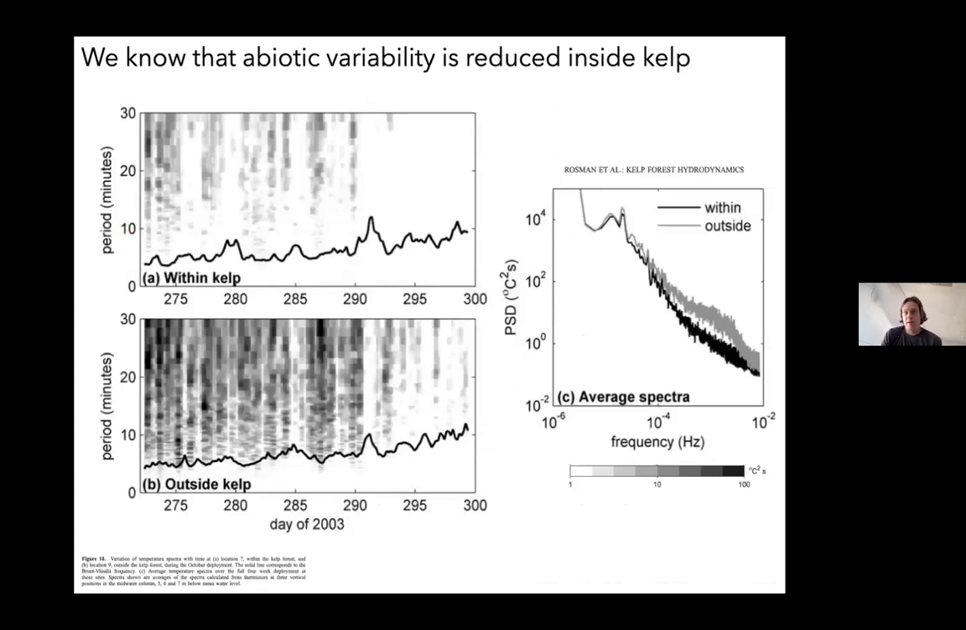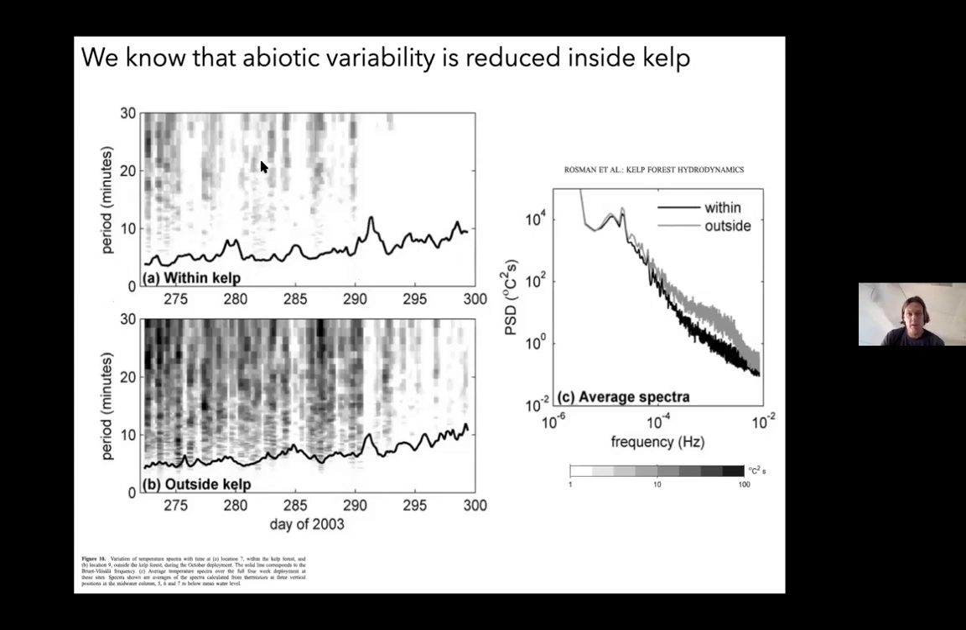Similarly, we know that other measures of abiotic variability are reduced within the kelp. These are observations of temperature within the kelp in the top panel compared to outside the kelp in the bottom panel. The banding that you see through here represents the result of spectral analysis, reported here in a period of minutes. And the solid line corresponds to a limit of variation that we would expect based upon stratification.